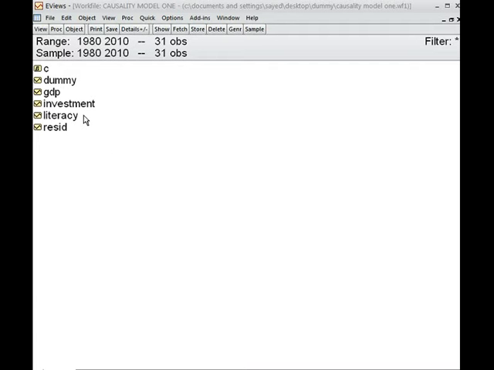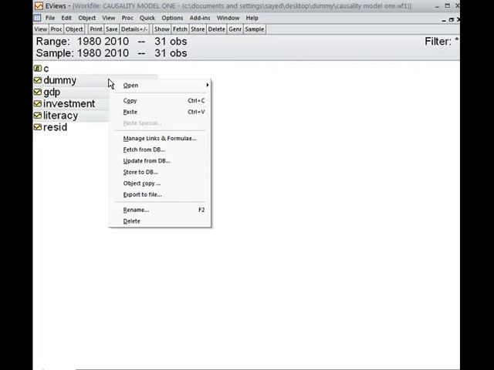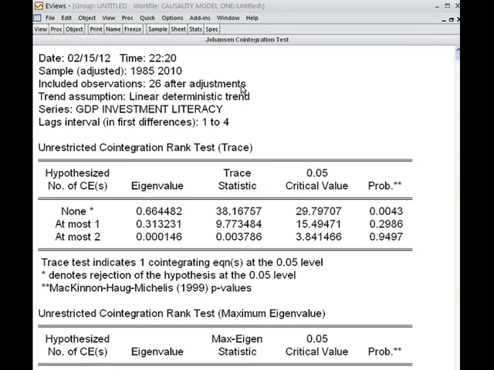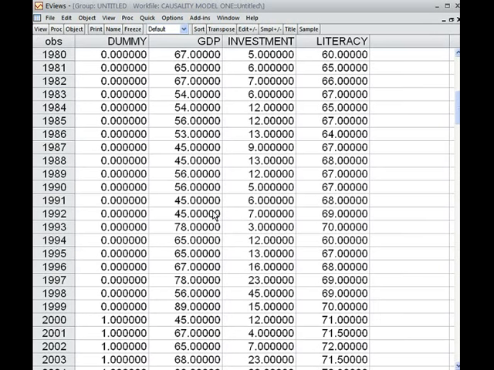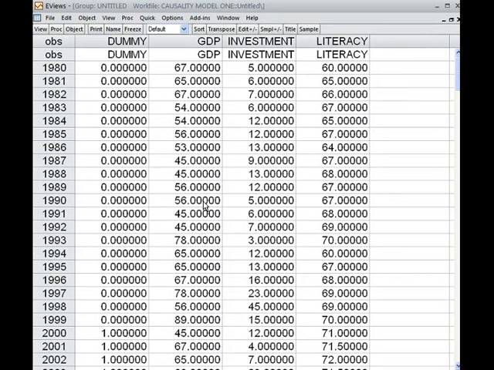Okay, here we have a few variables: the dummy variable, GDP, investment, and finally the rate of literacy. So we have four variables and I am opening all the variables as a group. So these are all the variables you can see. The first one is dummy, then GDP, investment, and literacy.